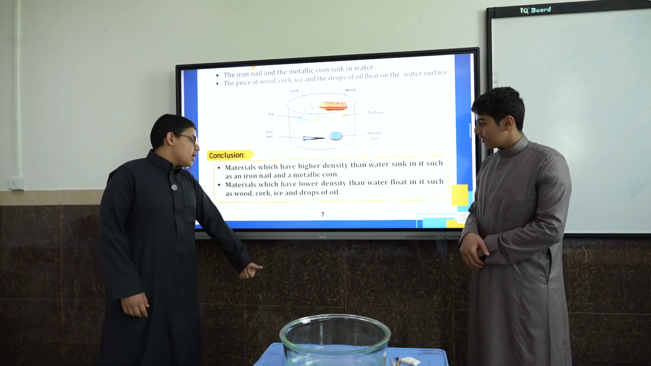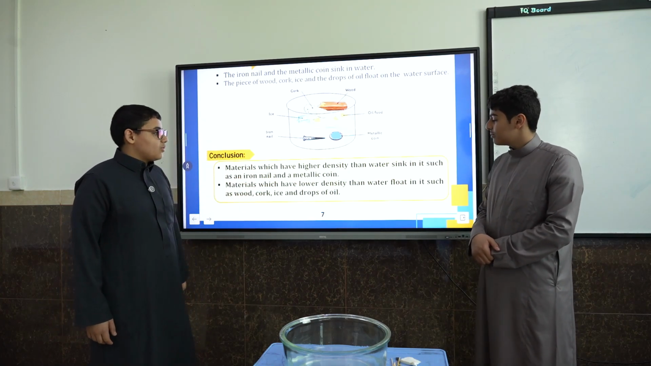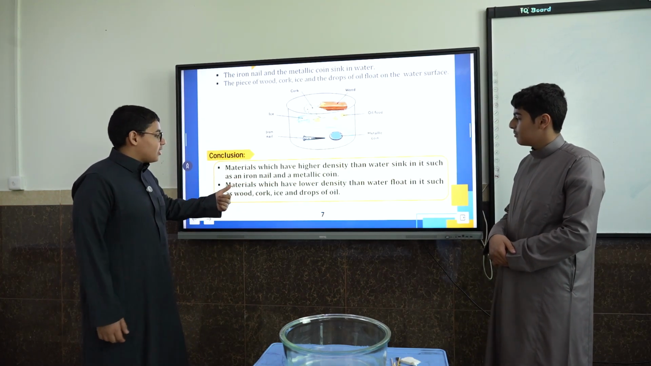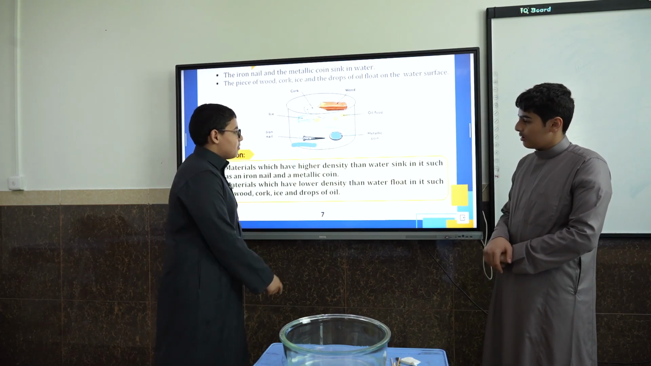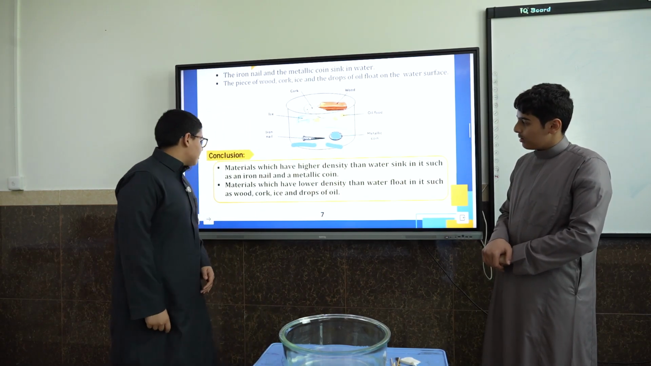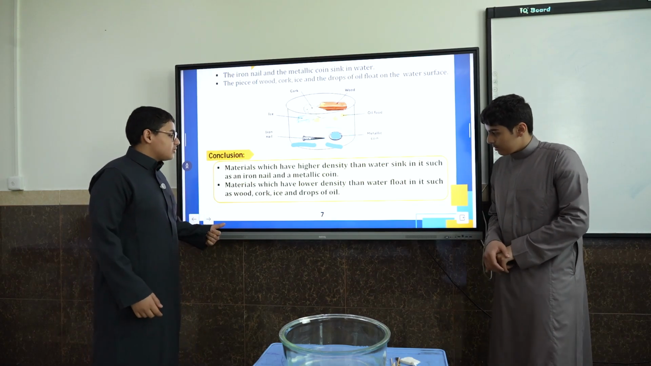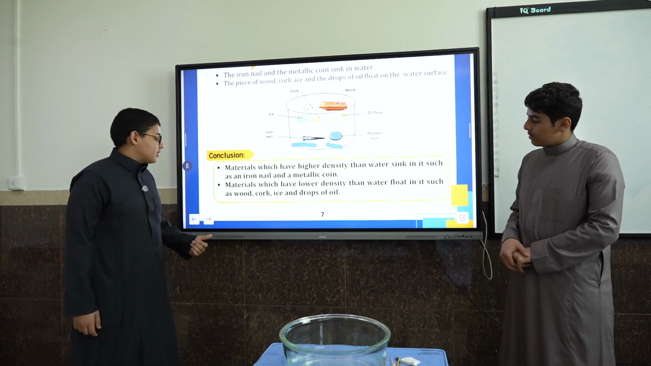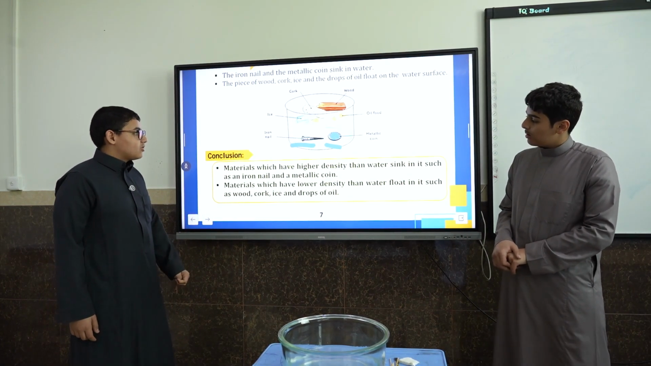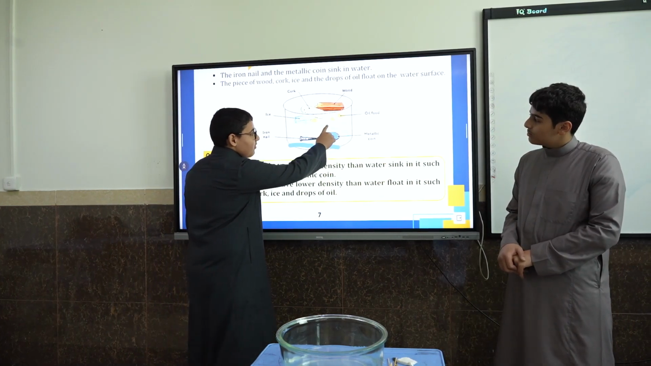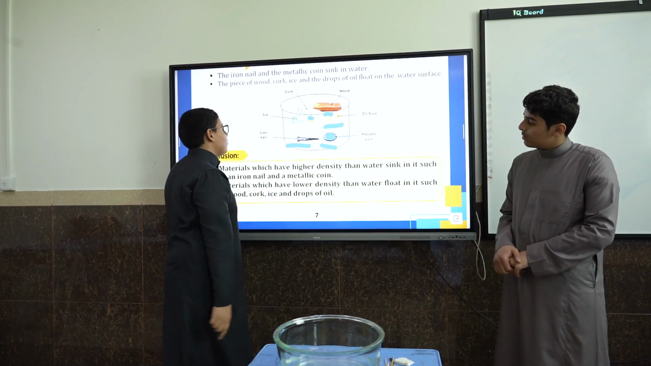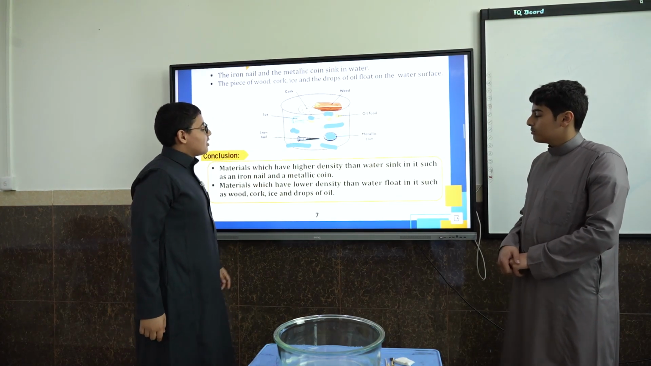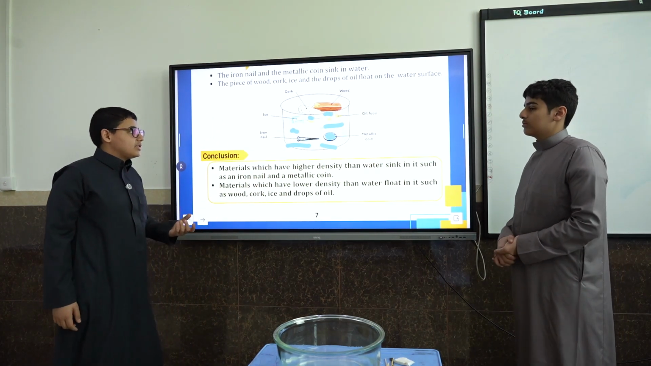So the conclusion is that materials which have higher density than the water sink in it, such as iron nails and metallic coins. As you can see here, the iron nails and metallic coins are shown. And also, materials which have lower density than the water float in it, such as wood, cork, ice, and drops of oil. Here we can see the drops of oil floating on the surface, and also the wood and the cork. We can also see the ice, since it has less density than the water.